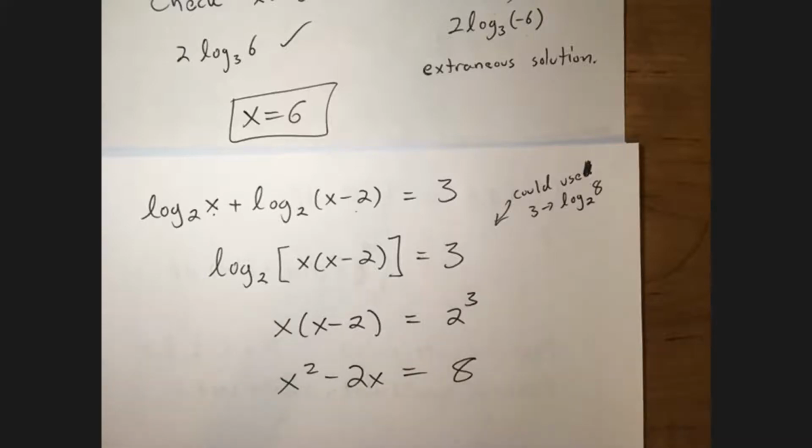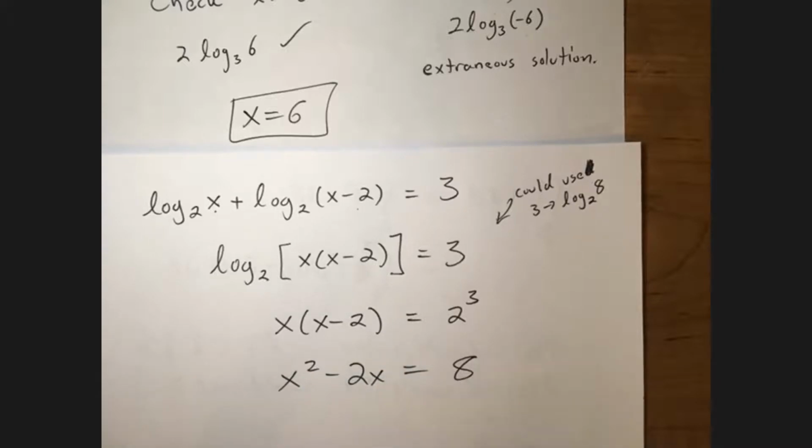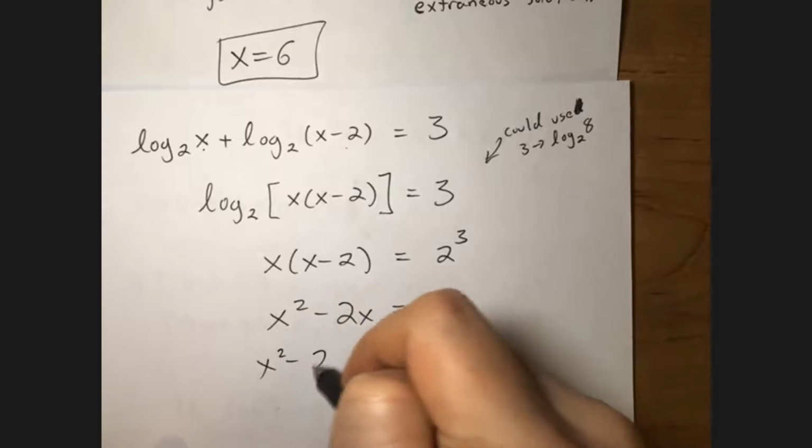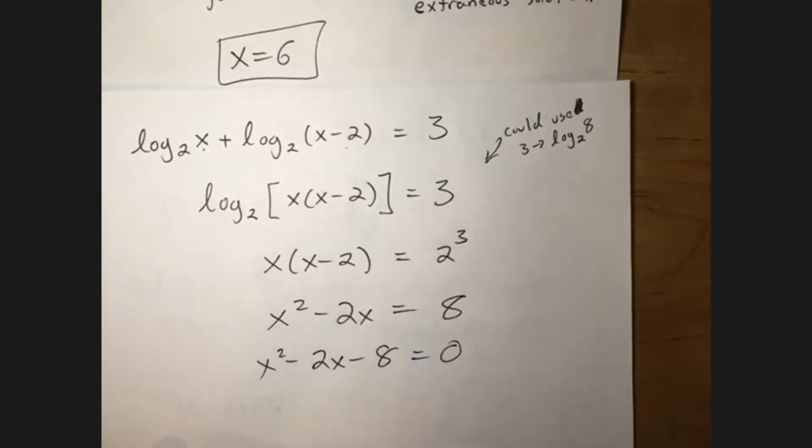This is a polynomial equation, so you know there are several methods. You could complete the square. You could use the quadratic formula. Let's just factor it. If you can factor it, I think that's the best thing to do. Subtract 8 from both sides. Let's see if we can factor this. Looking for two factors of -8 that sum to -2. What about -4 and +2?